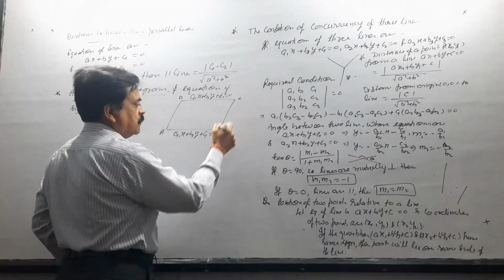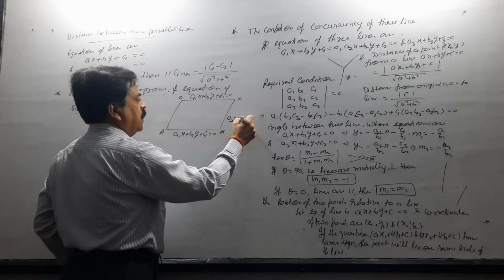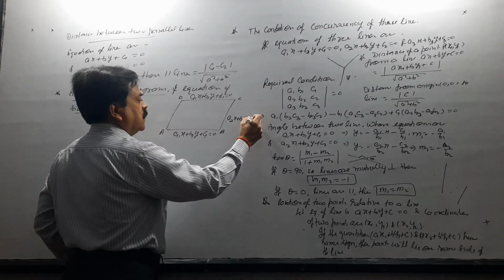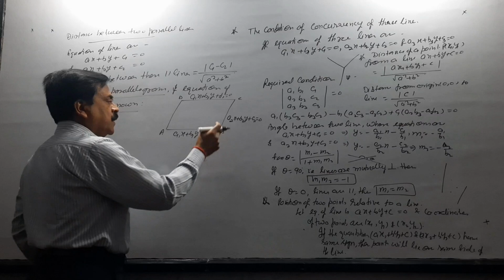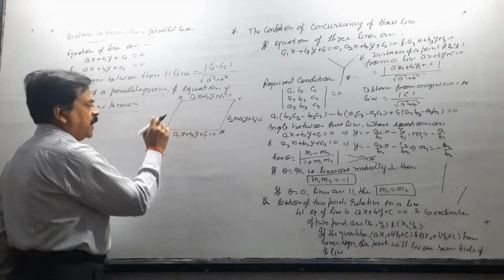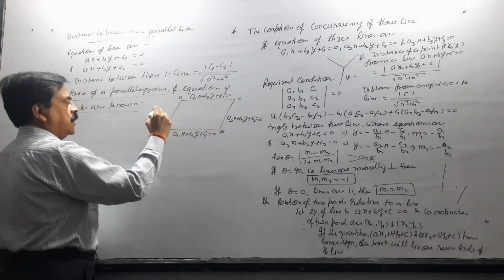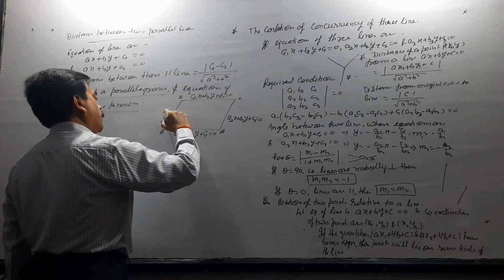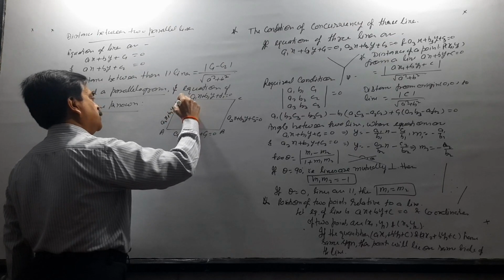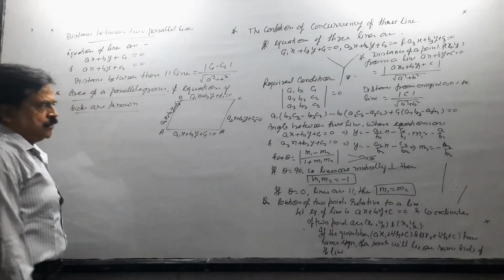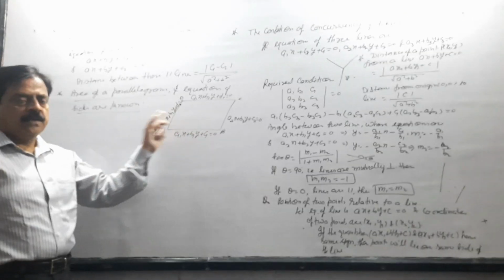If the equation of this line BC is A2x plus B2y plus C2 is equal to 0, then the equation of the parallel line AD, which is parallel to BC, is A2x plus B2y plus D2 equal to 0. So the equations of these four sides are these.